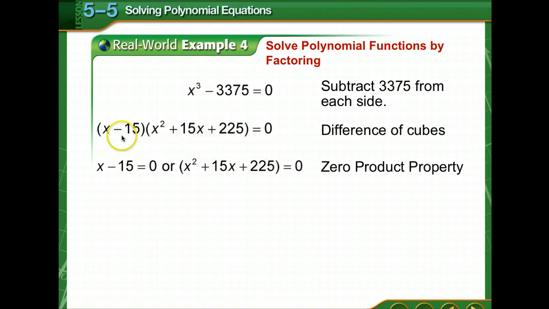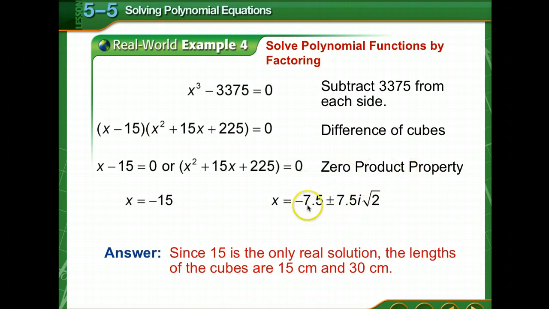Set each one of these equal to 0 and solve for x. And this is an imaginary number, so this can't be the measurement of a box because it's an imaginary number. The only number that would be a real solution would be 15. So since one side is x and the other side is 2x, the lengths of the cubes are 15 and 30 centimeters.